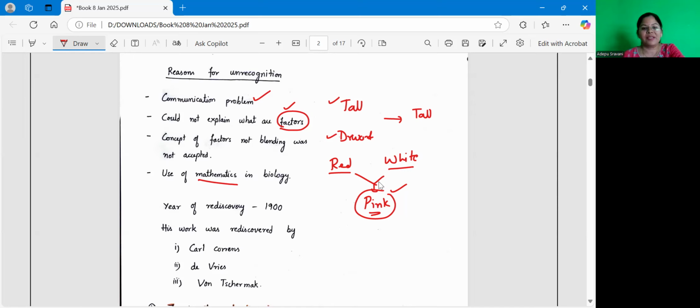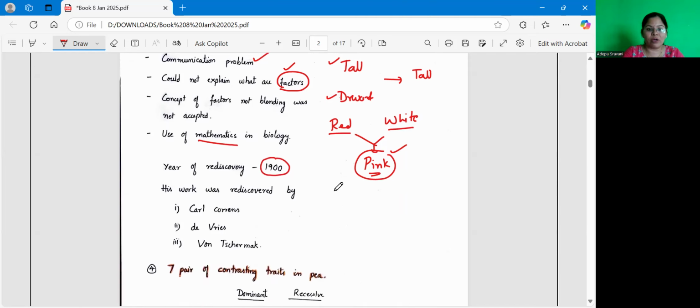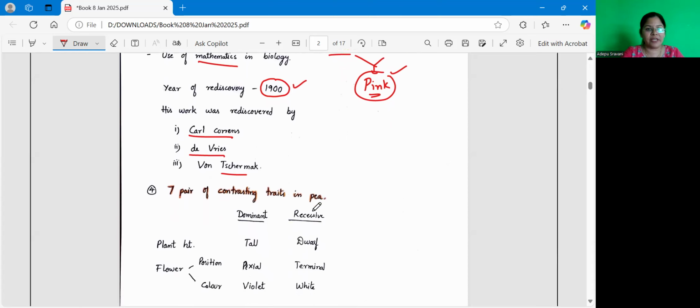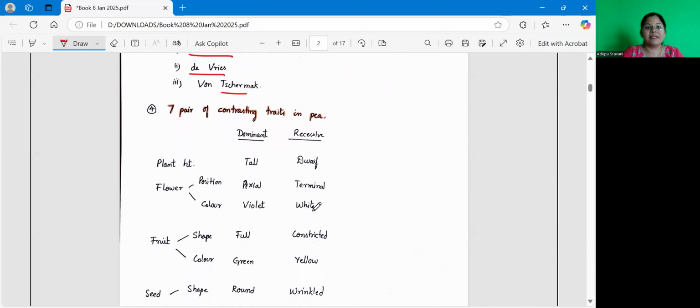And after Mendel's death, in 1900, three scientists came up with results, and they came to know that whatever results they had got, Mendel had already done those things. You have to remember who those three scientists are: Carl Correns, De Vries, and von Tschermak in the year 1900. This you have to remember. Clear? Next, we'll study the 7 contrasting traits in the pea plant that Mendel selected.